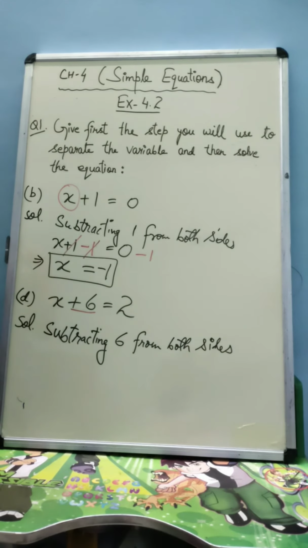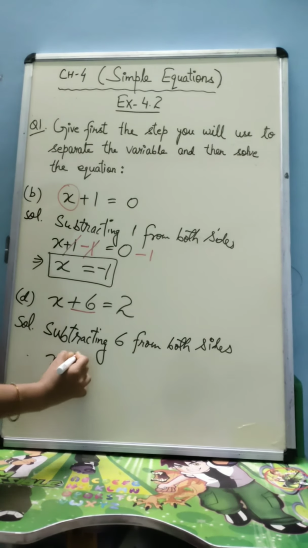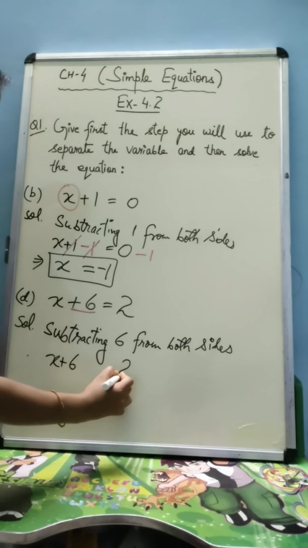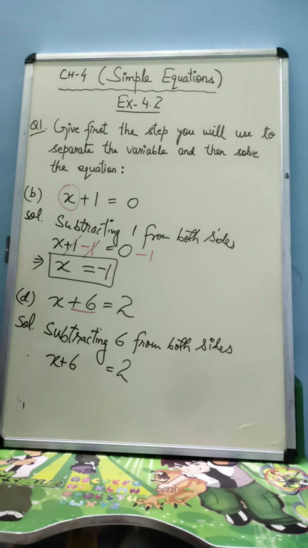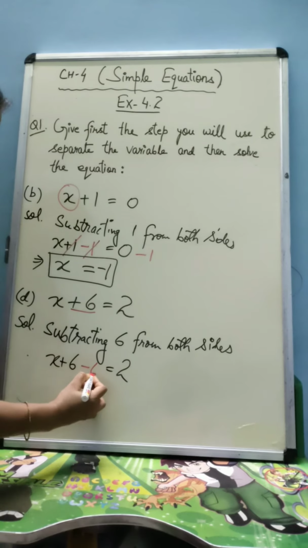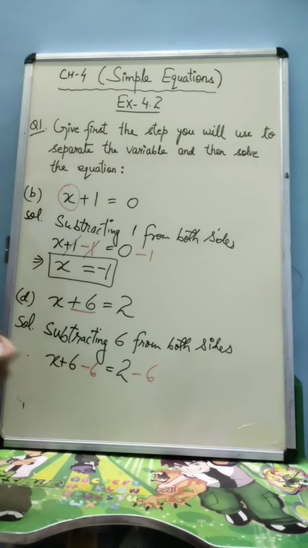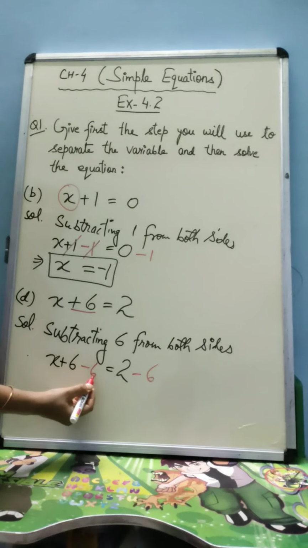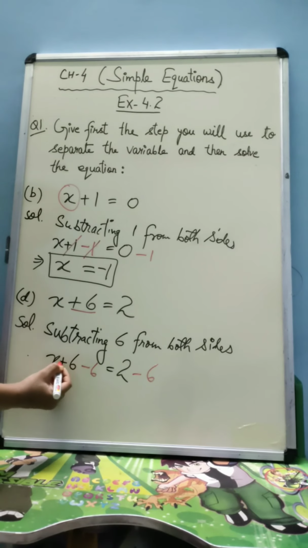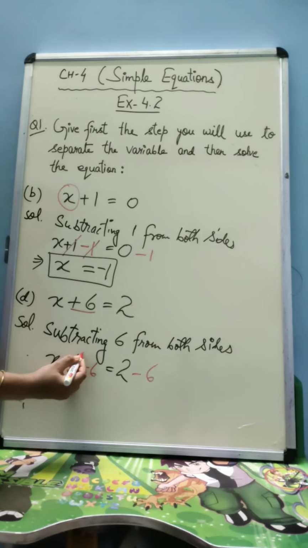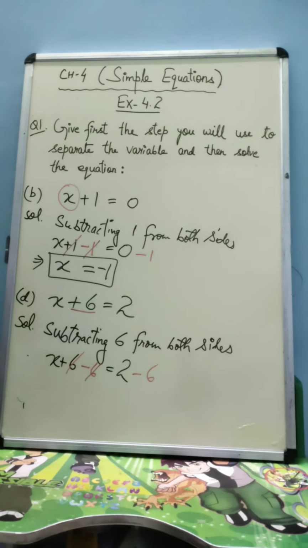Okay, so what will we get? x plus 6 we had earlier. We have to subtract, that is minus 6 from the LHS and minus 6 from the RHS. So what will we get? See here again we have the same numbers, 6 and 6, but one has a minus sign and one has a positive sign, so they will again get cancelled. Okay, and their value will be 0.